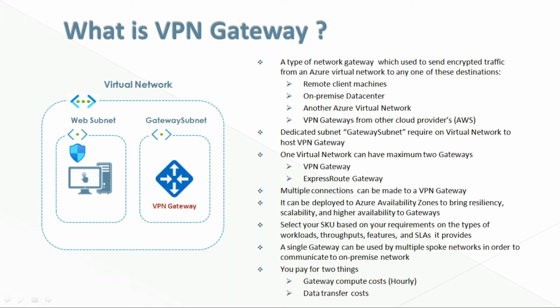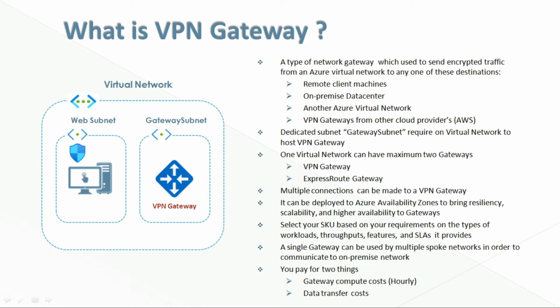What is a VPN gateway? It's a type of network gateway which is used to send encrypted traffic from an Azure virtual network to any one of these destinations. It could be remote client machines, on-premises data centers, another virtual network, or VPN gateways from other cloud providers. A VPN gateway needs a dedicated subnet in the virtual network called the gateway subnet. One virtual network can have a maximum of two gateways: one VPN gateway and one ExpressRoute gateway.